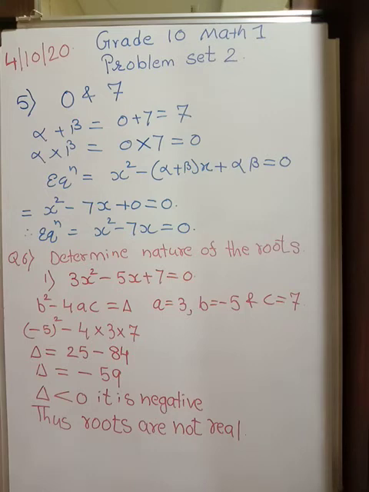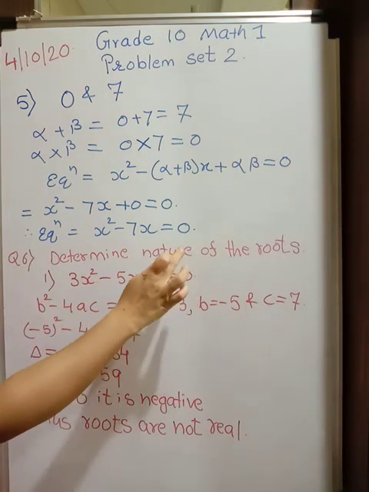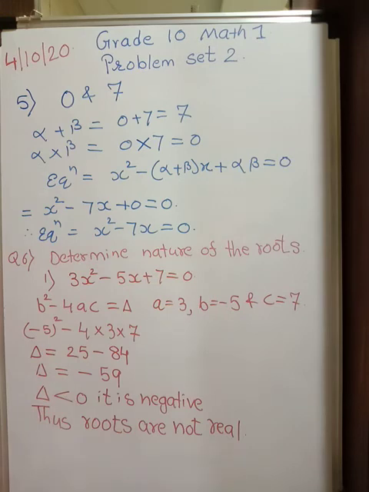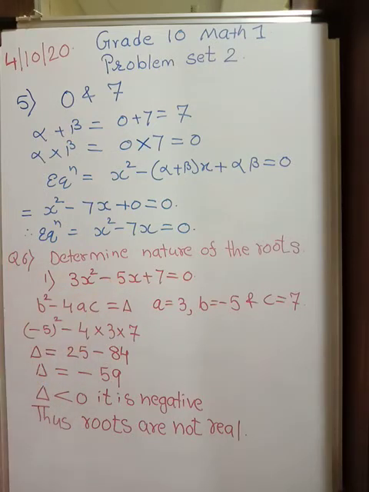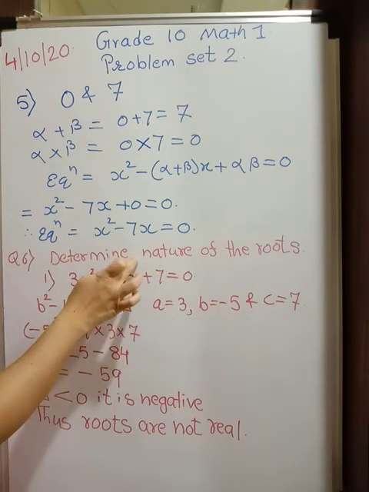Determine the nature of the roots. See students, when it comes to nature, it is always the discriminant b square minus 4ac which determines the nature of the roots. First you find the value of the discriminant. If it is positive, the roots are real but unequal. If it is 0, roots are real and equal. And if b square minus 4ac is negative, less than 0, roots are not real. That is what you mean by nature of roots.